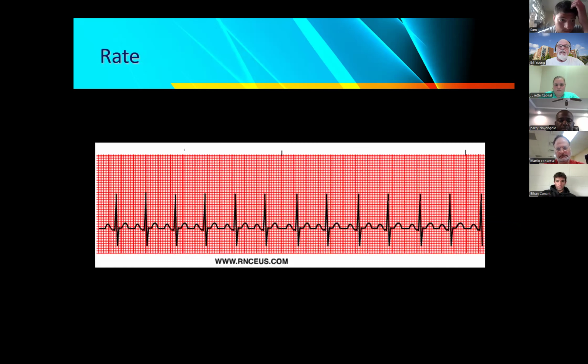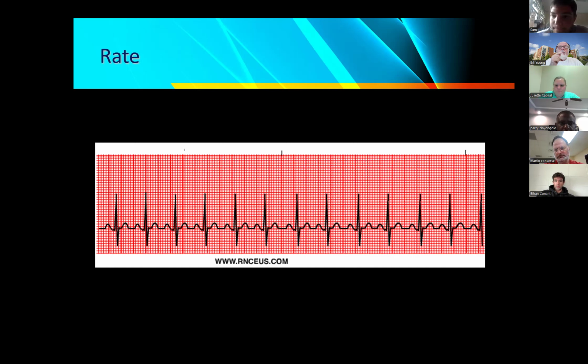What's the rate here? Disregard the hash marks at the top. The whole thing is a 6-second strip. Okay. It's going to be 130. 1, 2, 3, 4, 5, 6, 7, 8, 9, 10, 11, 12. Excellent. Very good. Okay. So that tells us it's going to be too fast. So it's going to be a tachycardia of some type.